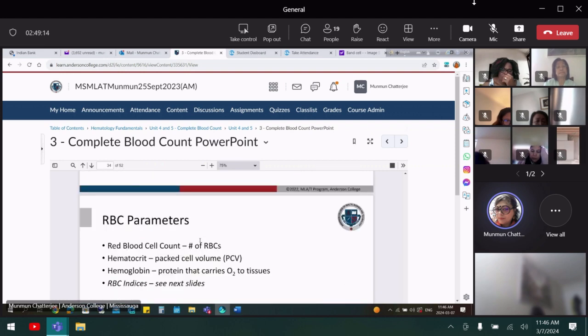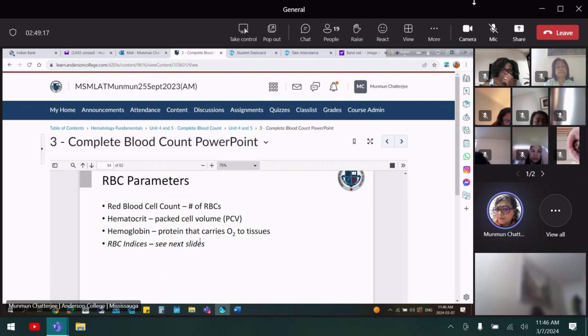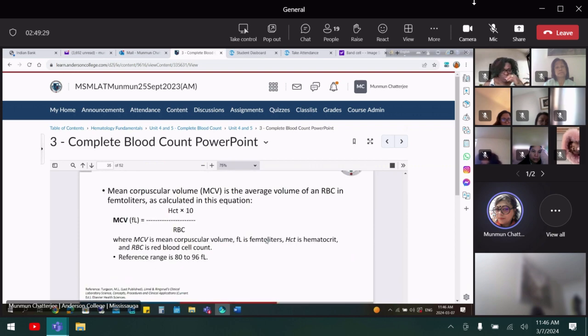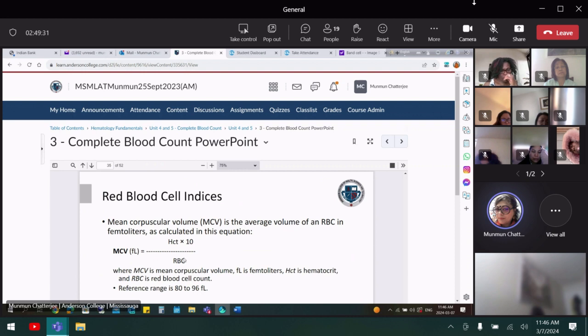Okay, be careful. RBC parameters. What is the number of RBCs? That is the hematocrit, which is the packed cell volume, hemoglobin, the protein that carries oxygen to tissues, and RBC indices. So how are we going to calculate the MCV? You have the hematocrit value times 10 divided by the number of RBC. That way you can get the MCV.